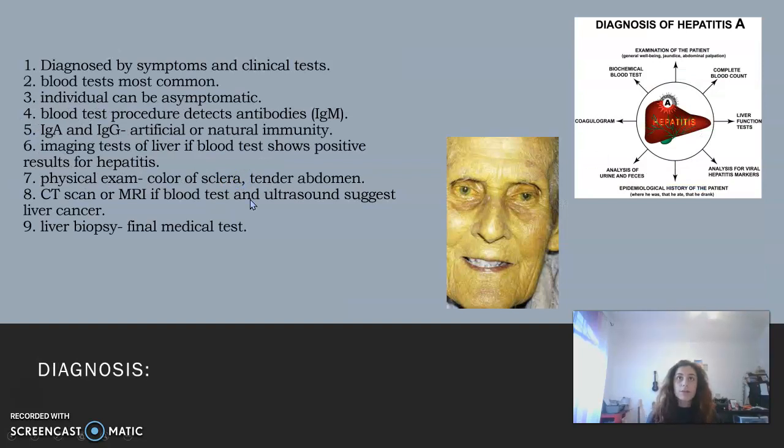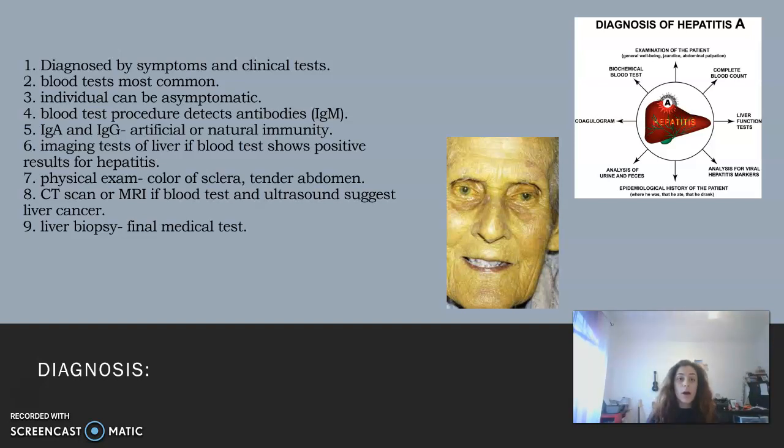So Hep A is mostly diagnosed by symptoms and clinical tests, but blood tests are most common because individuals can be asymptomatic. Blood is drawn from the arm and sent to the lab, where the blood test detects antibodies like IgM and IgG. If IgM is present, that means the person is currently infected with Hep A. If IgG is present, that means they have natural immunity or artificial immunity by vaccines to Hep A.